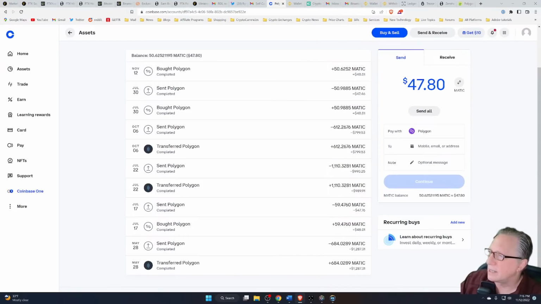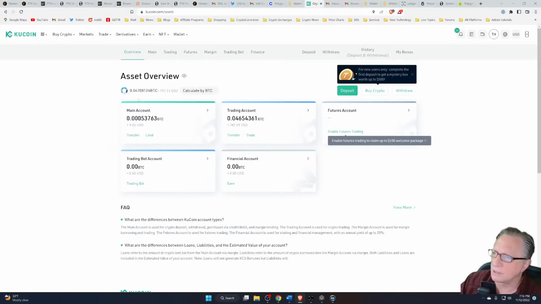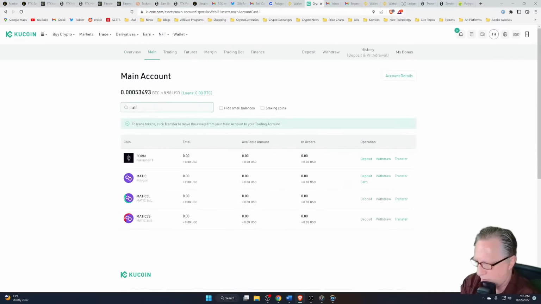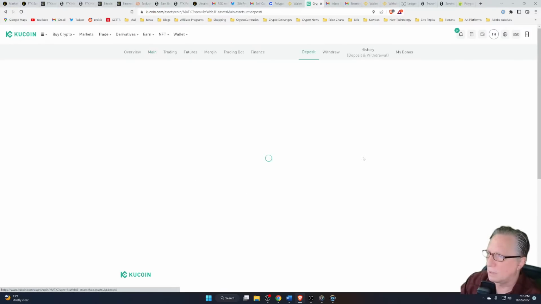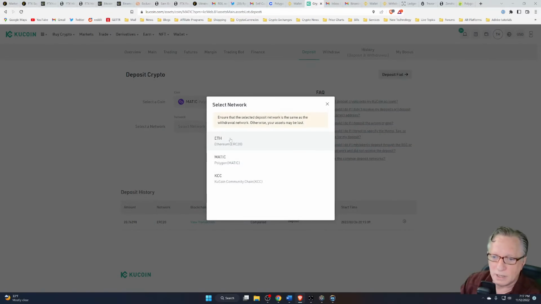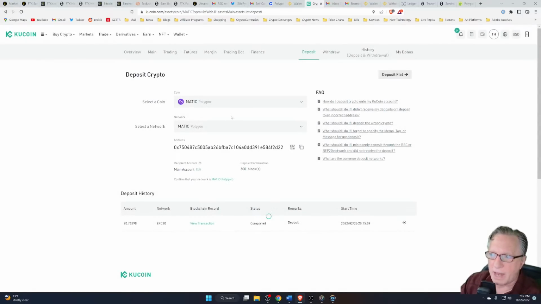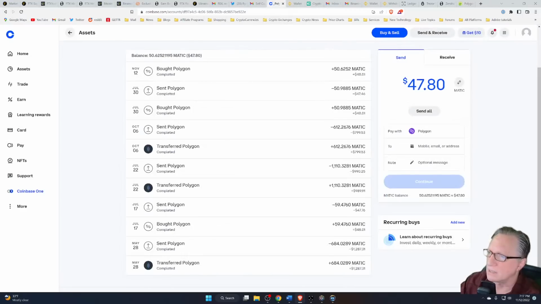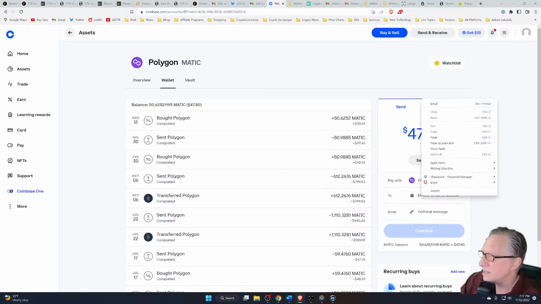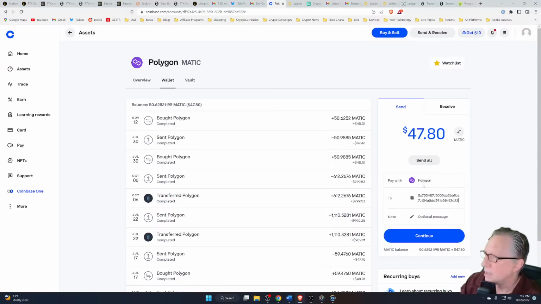Why don't we send this? I'm going to send this to KuCoin. Just so I can show you how MATIC works on KuCoin, right? I can use ERC20 or MATIC on KuCoin. I'm going to go ahead and use the MATIC for this deposit, right? And I'll just transfer it from Coinbase. Why am I doing it this way? So you guys can see how it works, right? Let's just paste in the address of our KuCoin account. It's a Polygon-based address. We'll hit continue here.